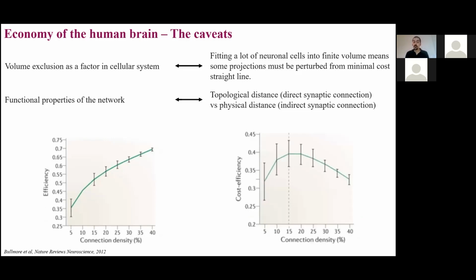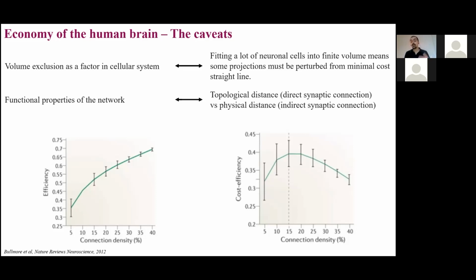But when they plot the efficiency minus the cost, which they call the cost efficiency, and then normalized it so that it's between 0 and 1, they saw that the connection density increases up to some point, in this case 15%, and also the efficiency and the wiring length can be both optimized, but then the efficiency kind of decreases with the connection density.